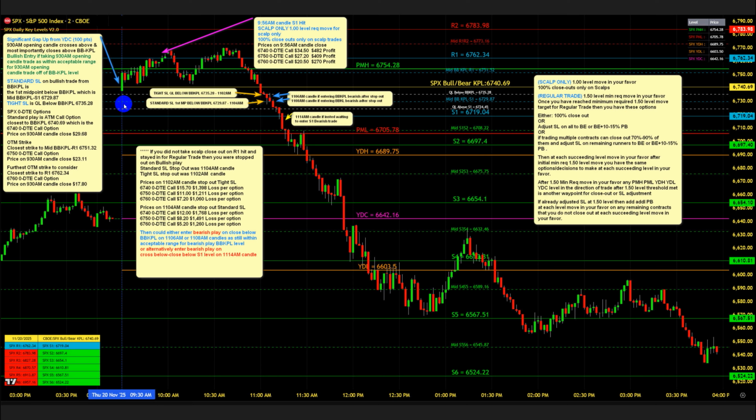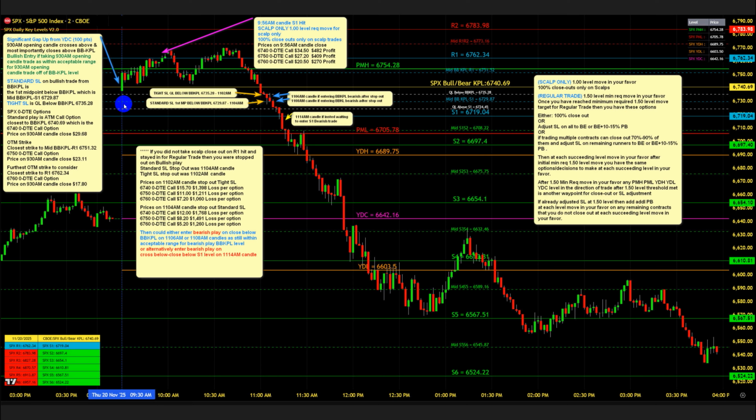0DTE call option. What is the furthest out of the money strike you can consider using on this is going to be the first full level above the level that you're taking the trade from. So we're looking above, since this is a bullish trade, one full level above is the R1 level, 67.62.34. The closest strike to that is going to be the 67.60 0DTE call option. So that is going to be the furthest out of the money strike that you can consider for this particular trade.